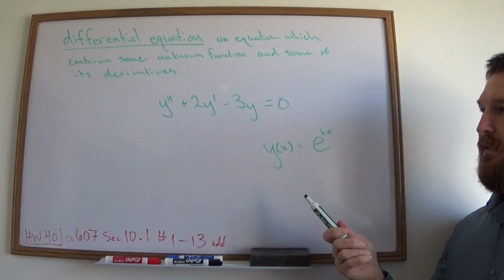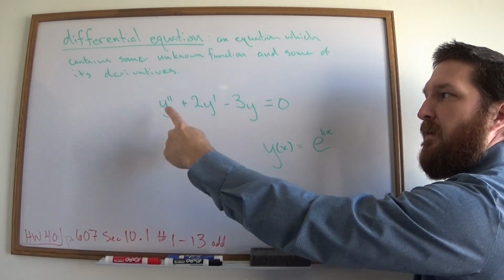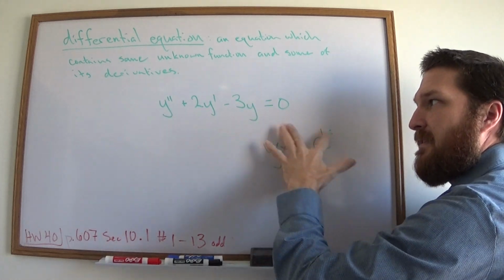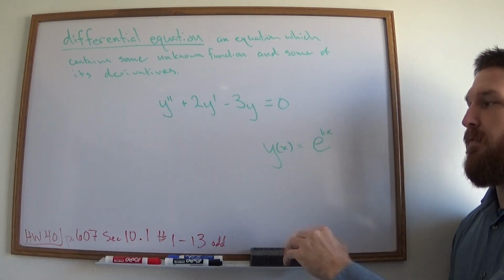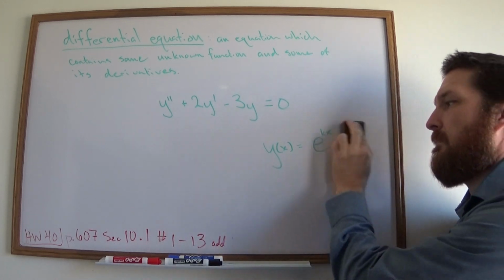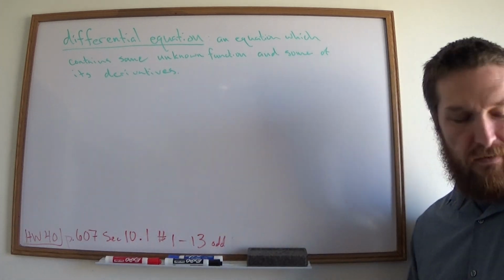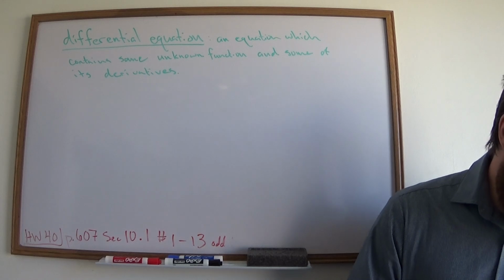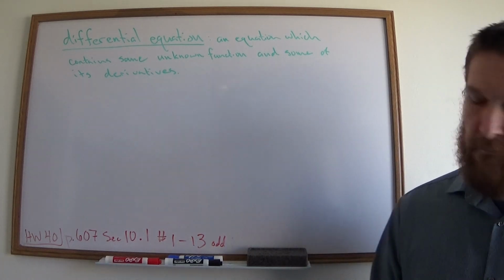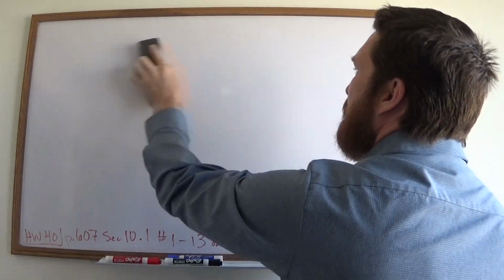But look at this. There's the unknown function right there. There's its first derivative, there's its second derivative, and there's an equation right there. So that is a differential equation. A lot of today is going to be just terminology and stuff like that, and your homework's going to be very simple, I think. So there's your definition: basically, an equation with derivatives in it.